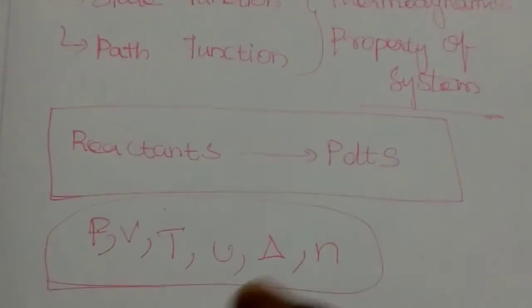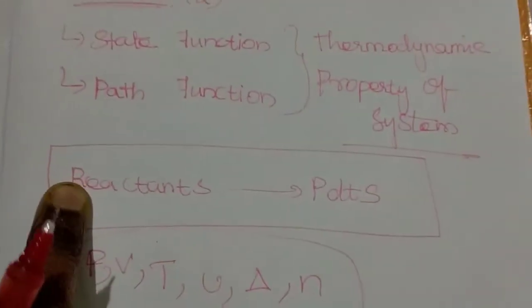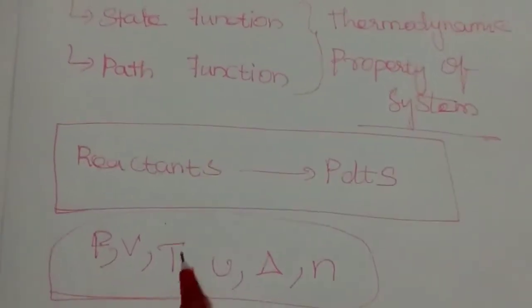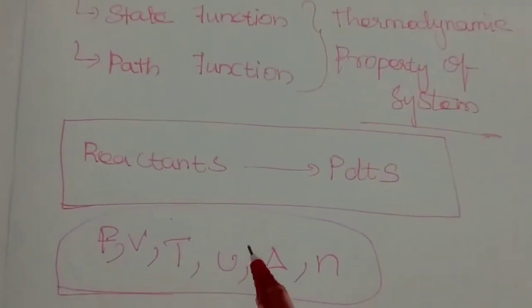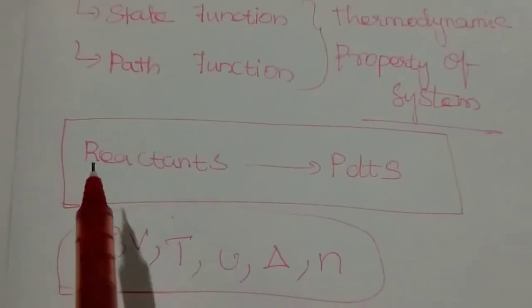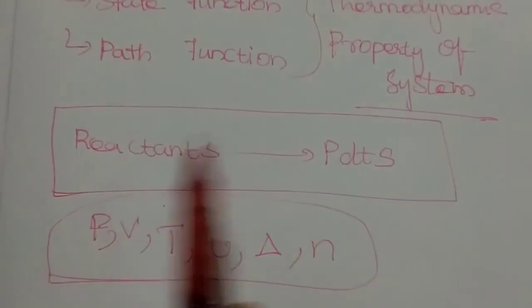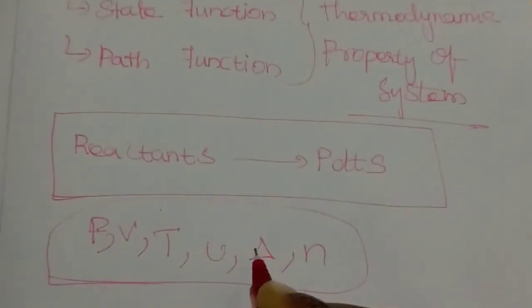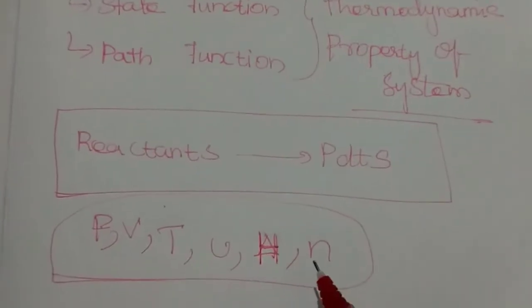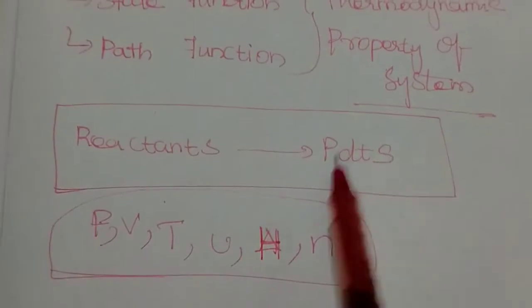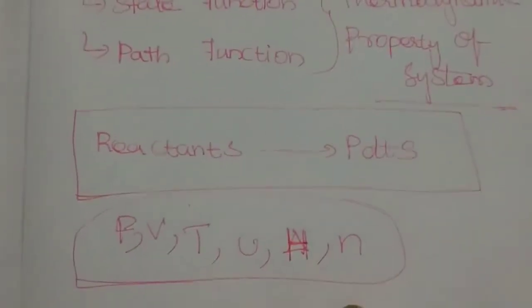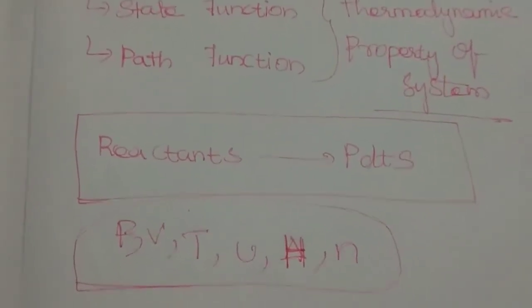Pressure means the pressure we apply from the initial to the final stage. Volume and temperature, you know. Internal energy is the energy of the molecules present in reactant and product. Enthalpy is heat energy, and n is the number of moles present in the reactants and products. These are the variables involved in one thermodynamic reaction.